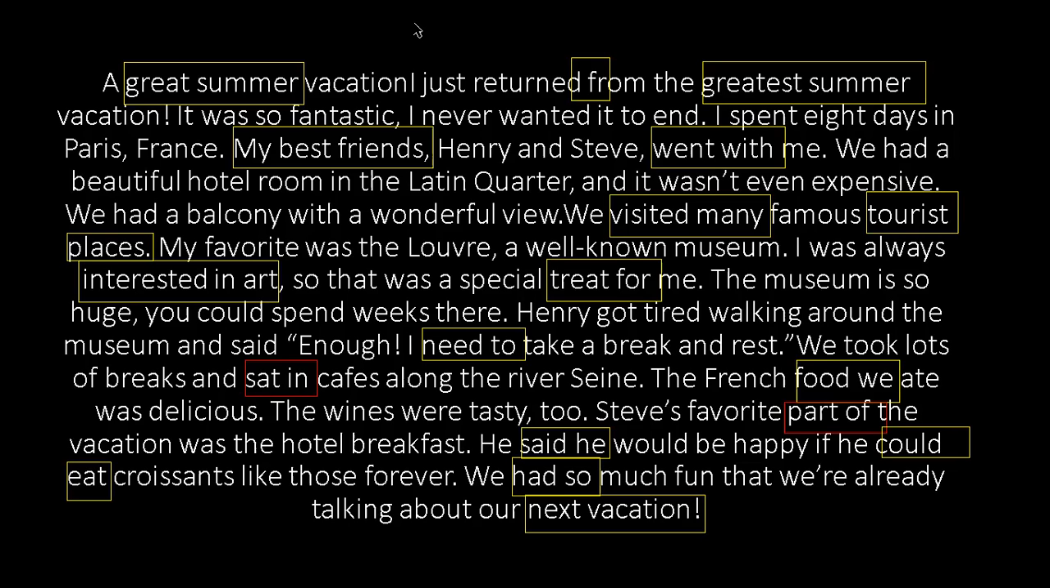My favorite was the Louvre, a well-known museum. I was always interested in art, so that was a special treat for me. The museum is so cool. You could spend weeks there. Henry got tired walking around the museum and said, I need to take a break and rest. We took lots of breaks and sat in cafes along the river Seine. The French food we ate was delicious. The wines were tasty too.